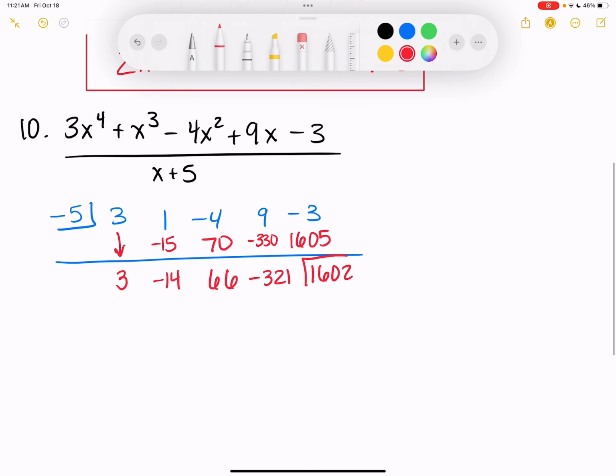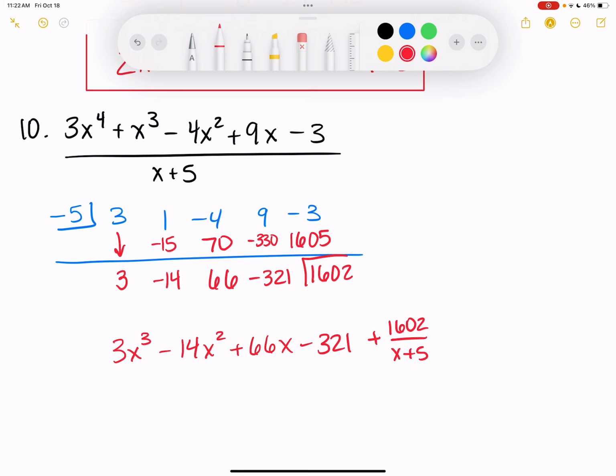Yep. So our answer, this was an x to the fourth, so this is now x cubed. So 3x cubed minus 14x squared plus 66x minus 321 plus 1602 divided by x plus 5.